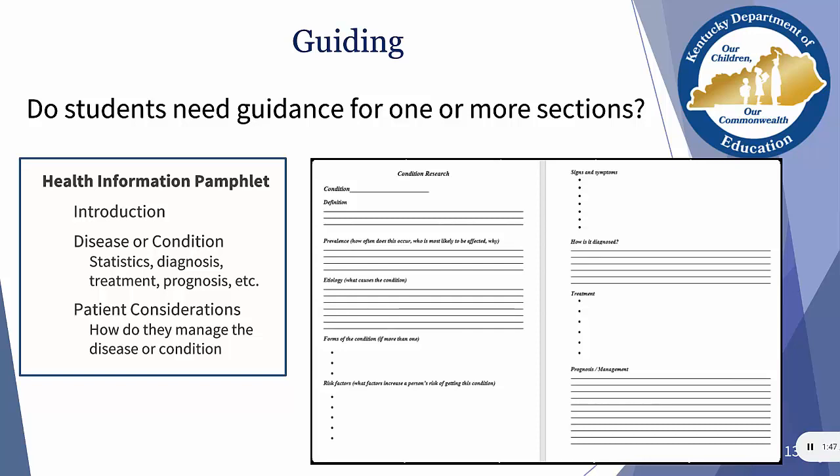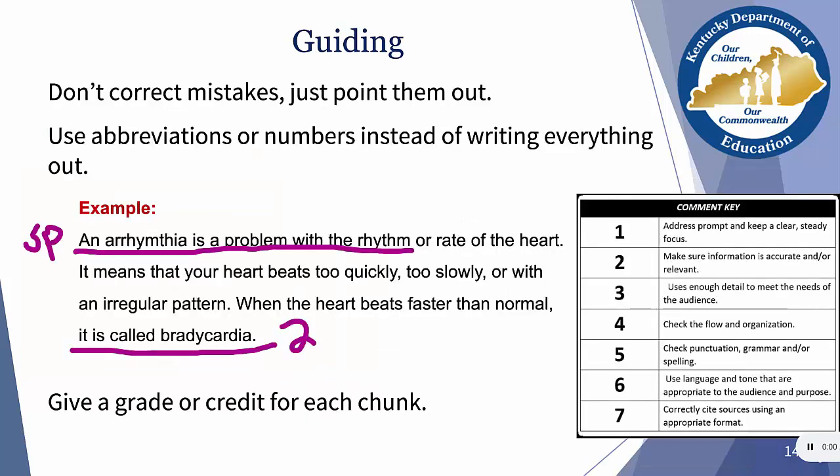This is very easy for me to look at and say the student is looking at congenital heart disease, and I can look here very quickly and say, oh, they've got the accurate information. They don't have anything to tell me how it's diagnosed. They've not told me the different forms of the condition, if there are some. So this is a very quick way for me to follow along and check on their progress.